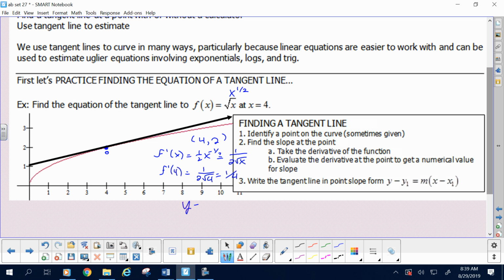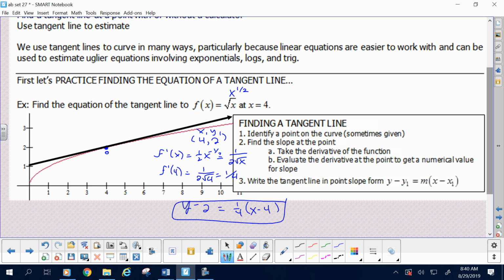So what's y1 for this problem? 2. Okay, here's x1, here's y1. So y minus 2 equals m, which is obviously the slope. What's our slope? 1/4. And x minus x1, is that 4 minus x or x minus 4? X minus 4. That is all she wrote. You might ask, do I have to rearrange it and solve? No, you don't. I don't care if you solve for y. Please don't. Understood? All right.